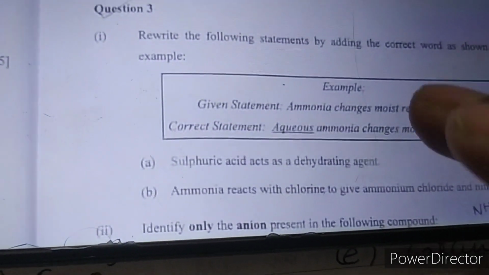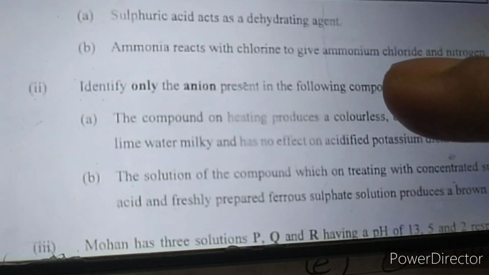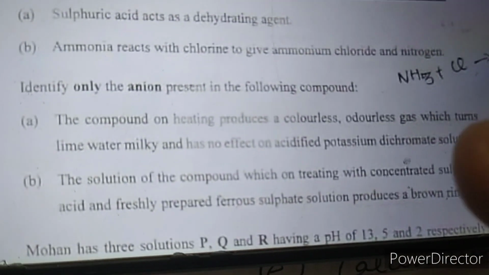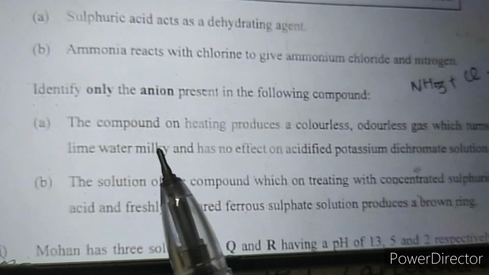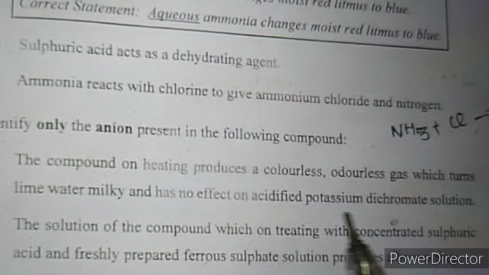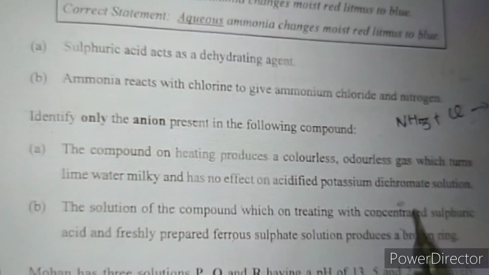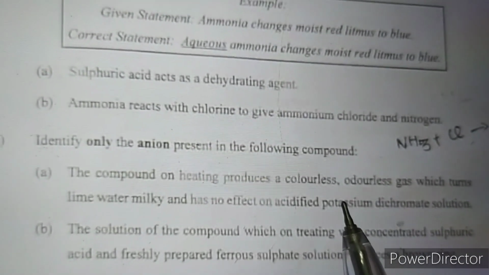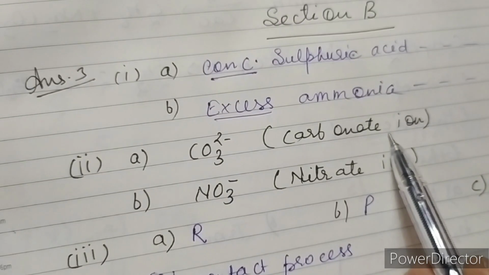Next, you have to identify the second part, the anion, only the anion present in the following compound. First, the compound on heating produces a colorless, odorless gas which turns lime water milky but does not affect acidified potassium dichromate. So obviously the gas is CO2 and the radical will be carbonate radical. You can write it either way, carbonate ion.